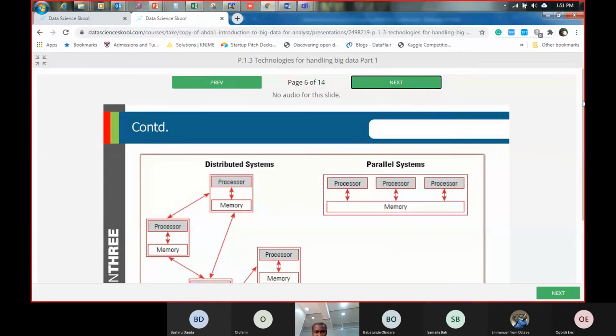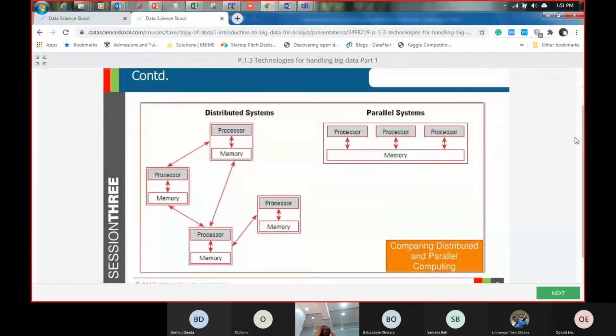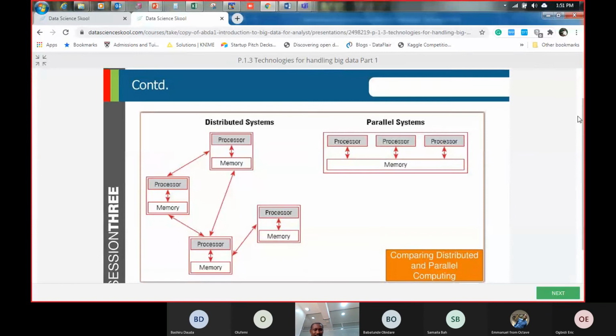So there is this diagram. This diagram is just showing distributed computing. So here you have independent computers that are connected together in a way so that when a job is submitted, the computers within the distributed system can get the job done. And so what I've explained is distributed computing.